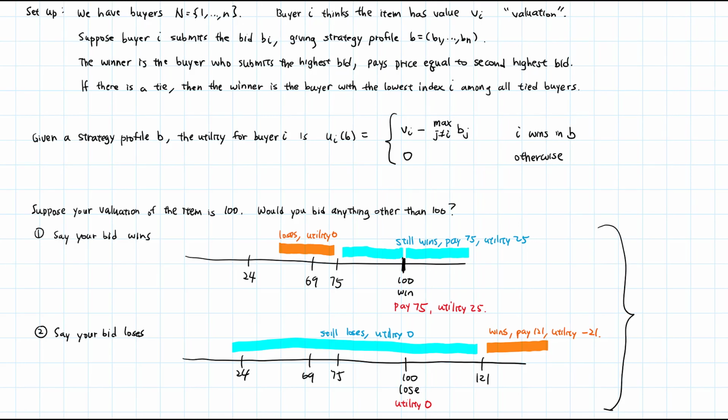So in all cases, our utility does not increase if we bid anything other than 100. So bidding our own valuation of the item is the best possible play in this game.